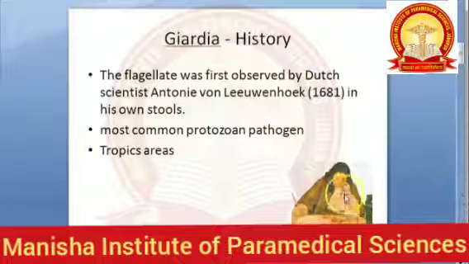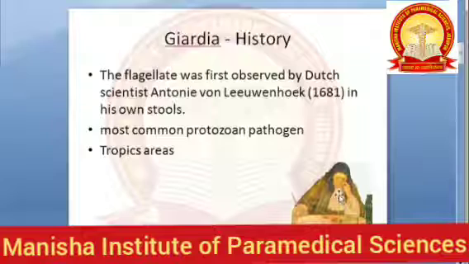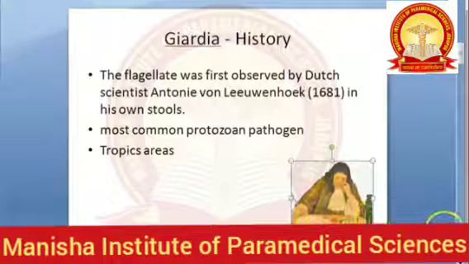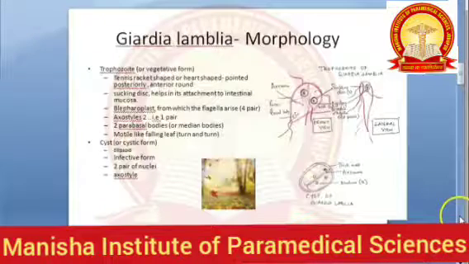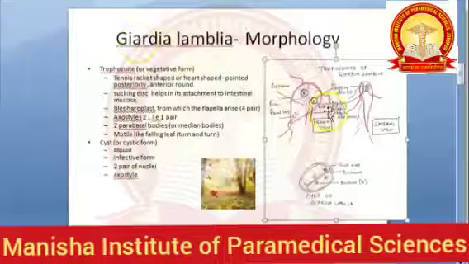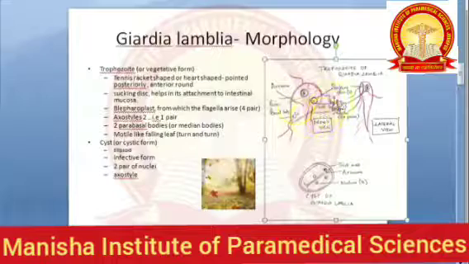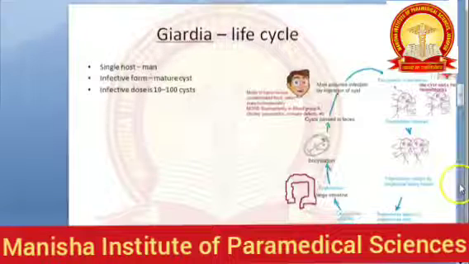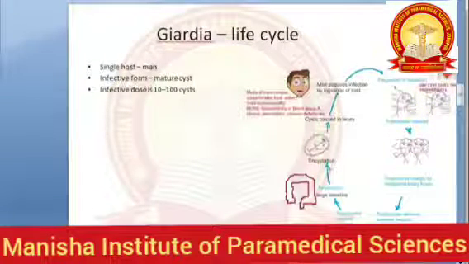Then we saw the history. Antony von Leeuwenhoek, he found these things in his own stool actually. He discovered the microscope, correct? Morphology of Giardia lamblia we have explained in detail. It is tennis racket shaped, etc. They have the falling leaf motility. Remember that life cycle we saw.